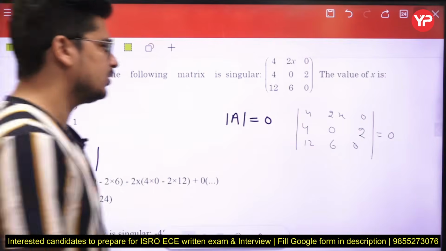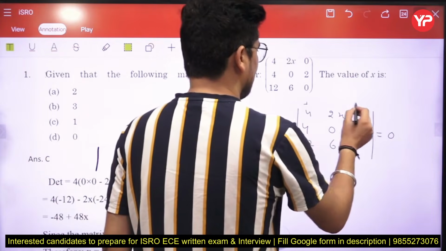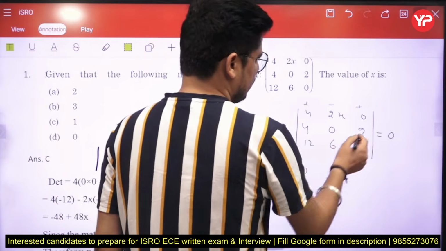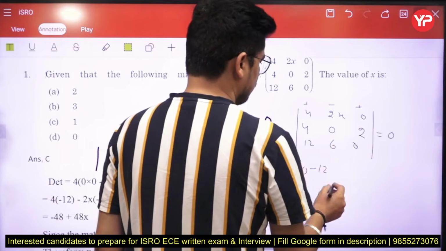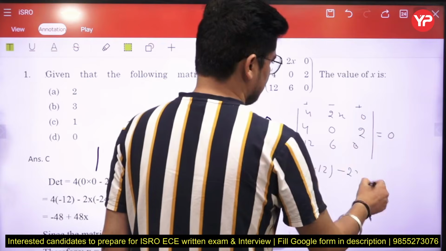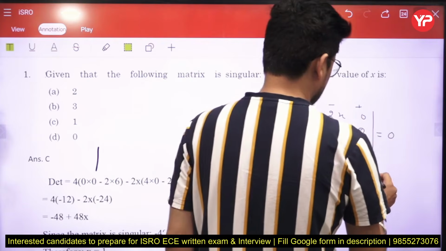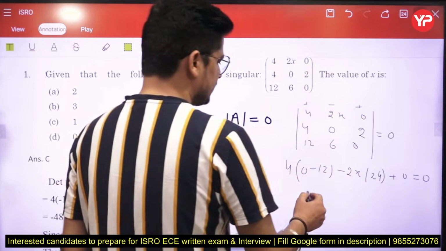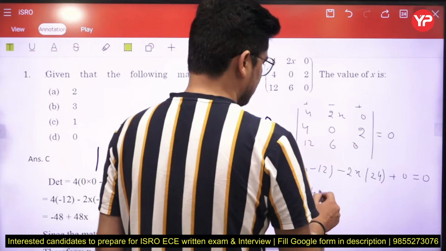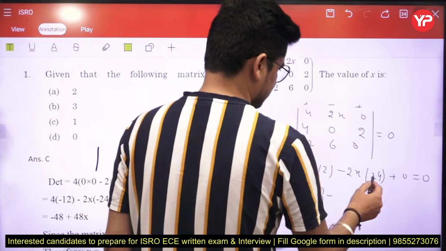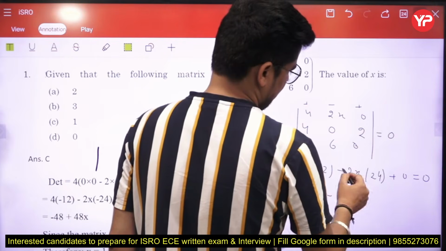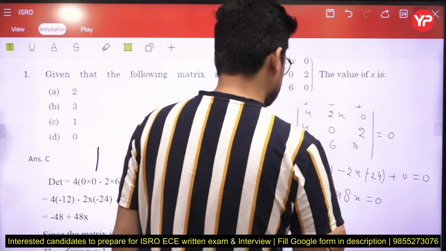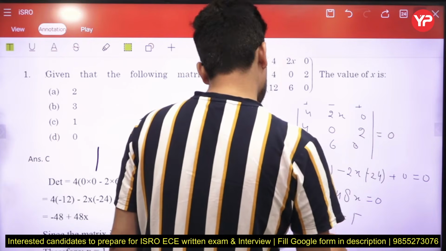So expand this one. First I am expanding this with signs plus minus plus. So 4 times, when you multiply 0 with 0, that is 0, then it will be 12, 6 into 2, then minus 2x times, when you multiply it here, that will be 24, and then the last term is 0, equal to 0. So what we are seeing here is 48 minus, that is going to be minus here, plus 48x is equal to 0. So x value is going to be 1.